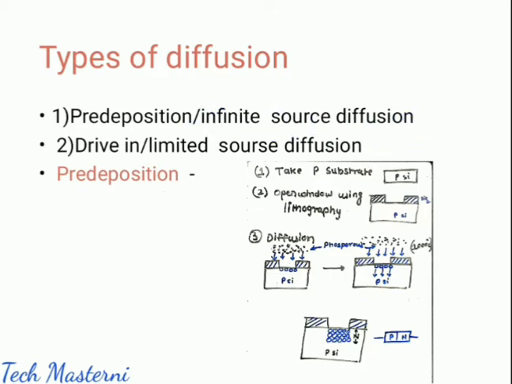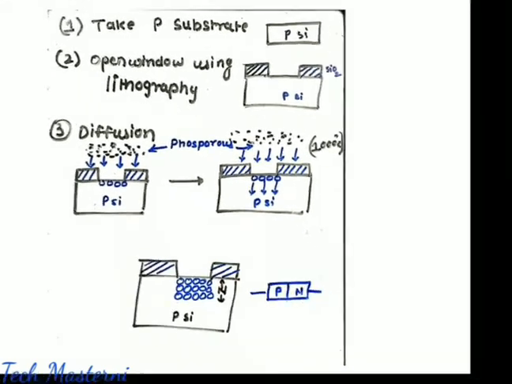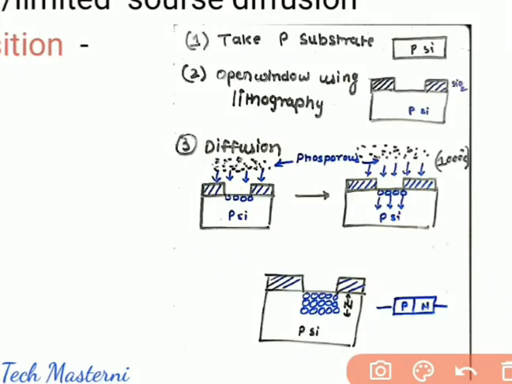Now let us understand its fabrication process. So we have our p-type substrate. It is a uniformly doped p-type substrate having acceptor concentration Na. Now we will grow an oxide layer by using the oxidation process, whether wet oxidation or dry oxidation. Then we will use lithography for opening this particular window. This much we have already covered in our previous session.